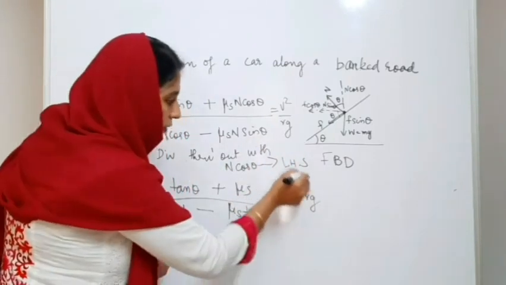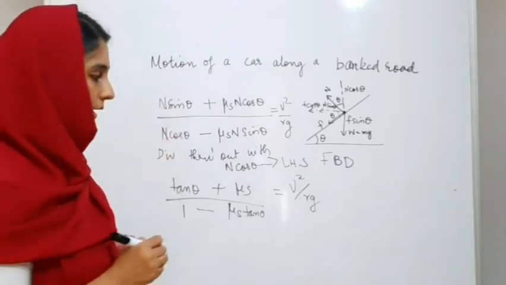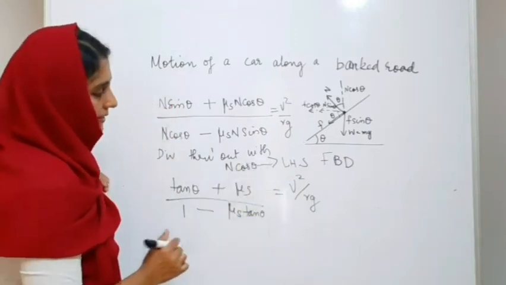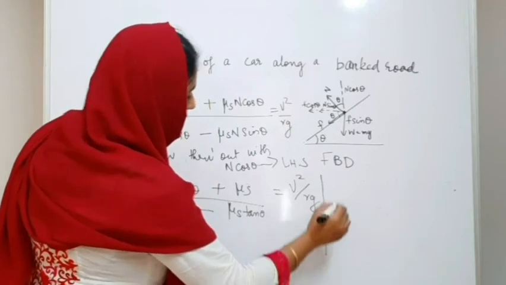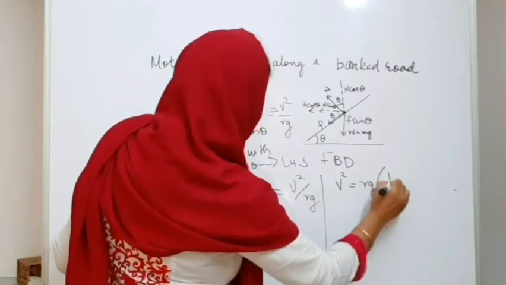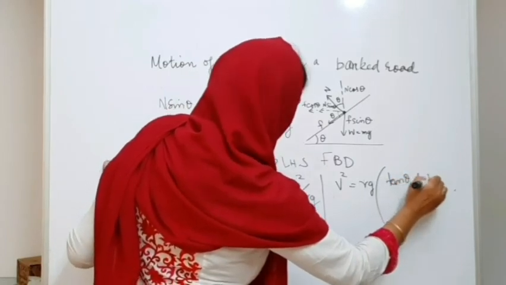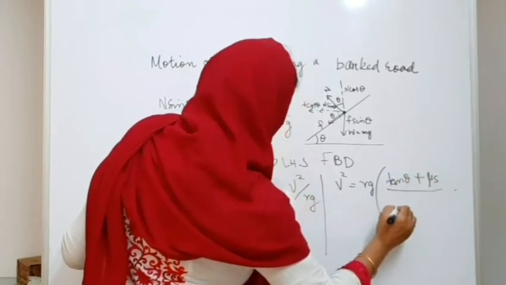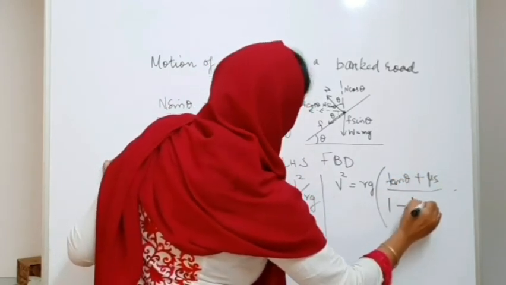Now what we have to find out is v square. We can make v square the subject of the equation. So what you get is v square is equal to rg into tan theta plus mu s divided by 1 minus mu s tan theta.